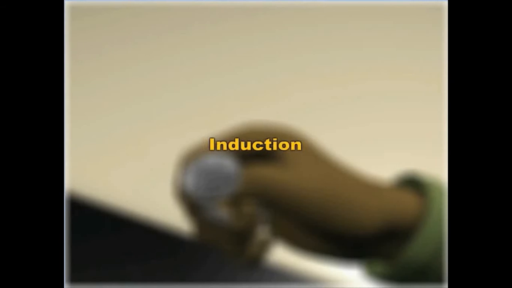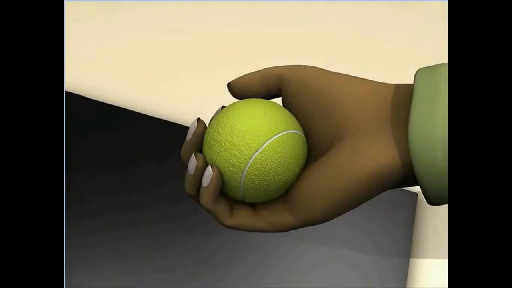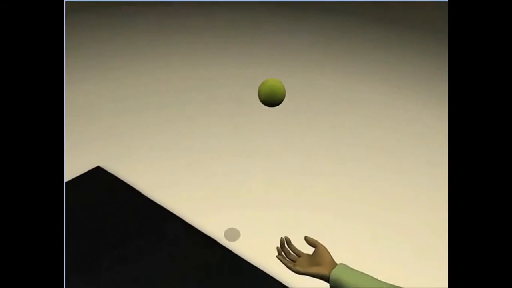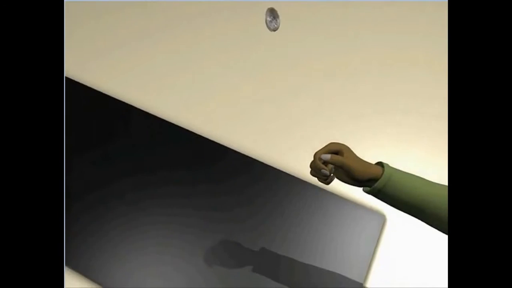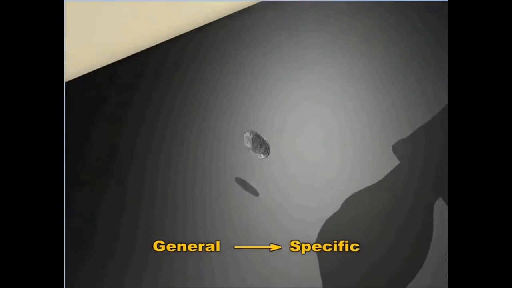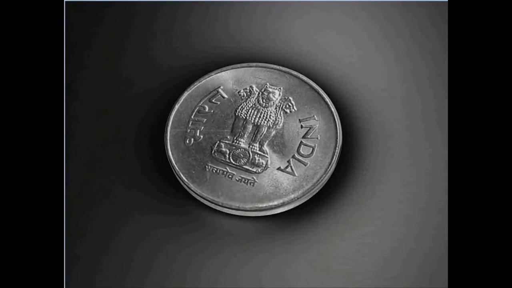Induction is often contrasted with deduction. To understand deduction, again consider the case of flipping a coin. According to Newton's law, everything that is thrown up falls back on the earth. Thus, if you flip the coin, it must fall down. This arrival from general to specific case is known as deduction or deductive reasoning.